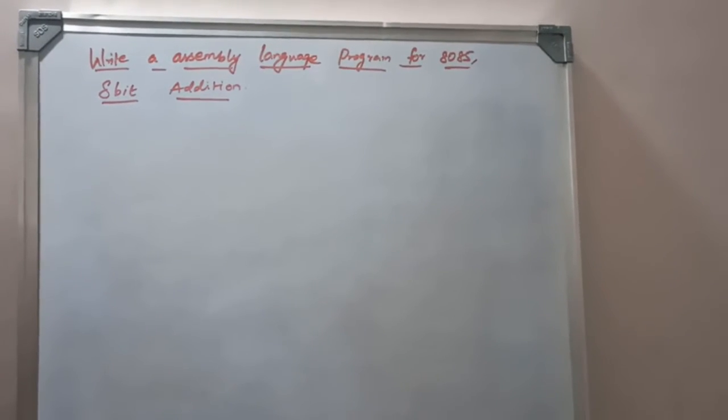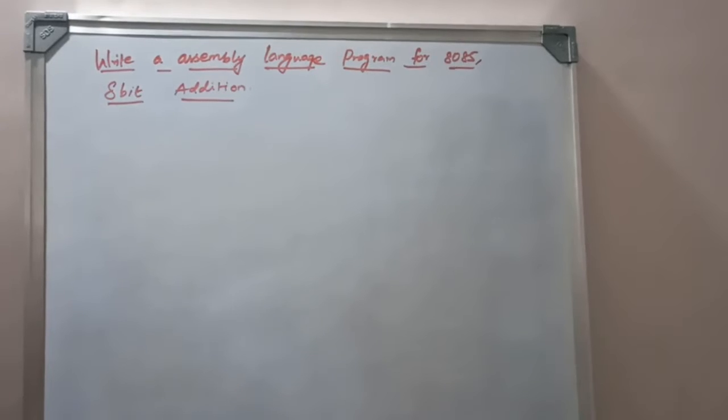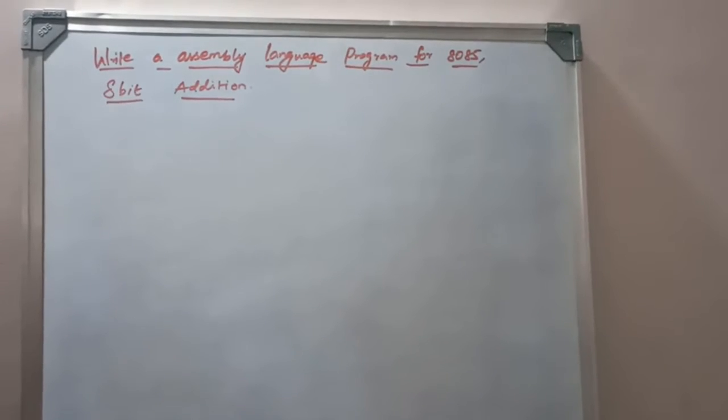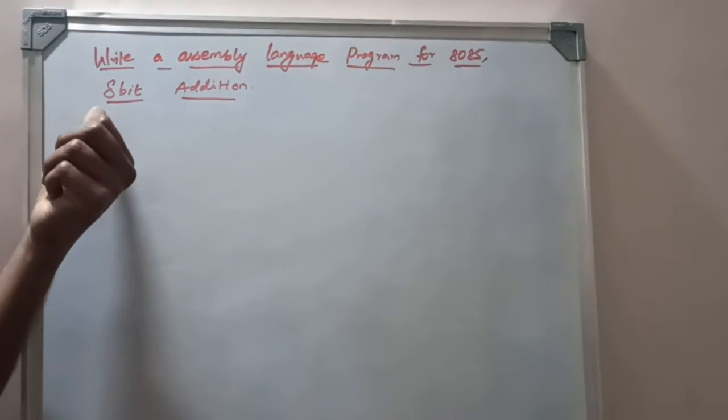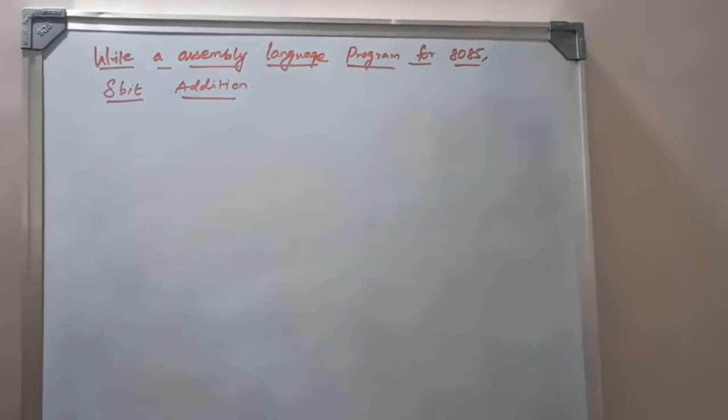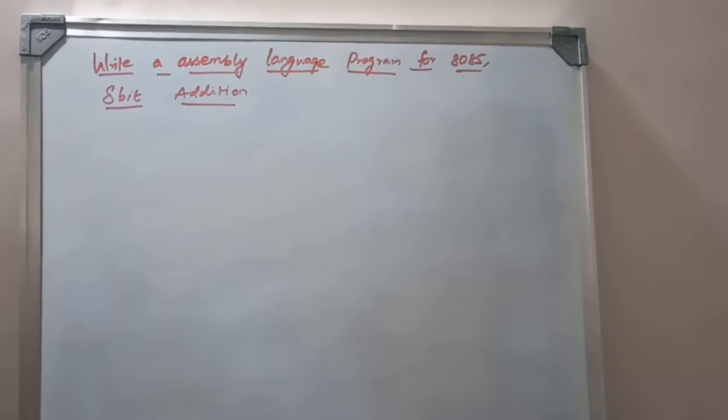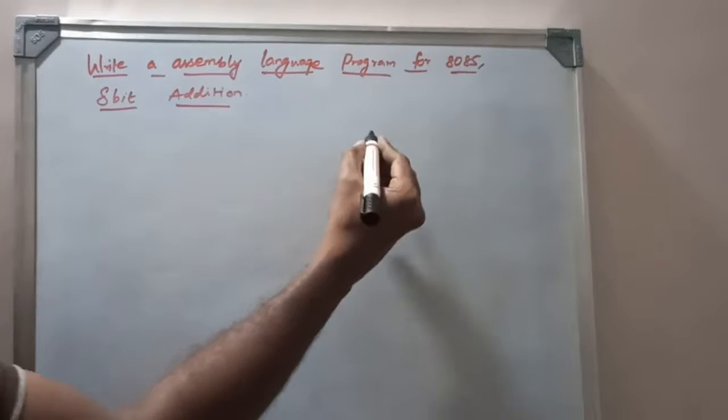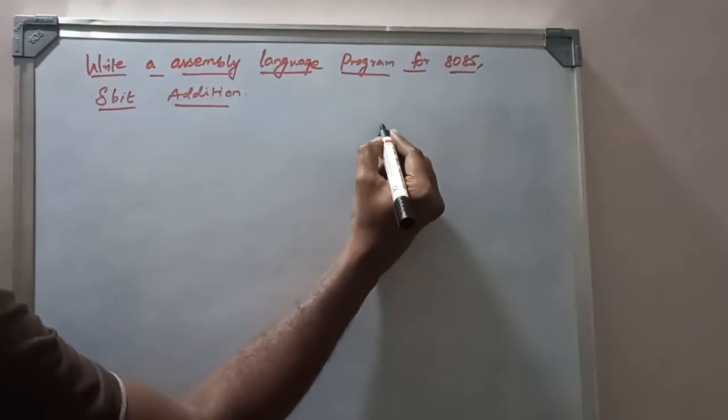So today's session we are going to discuss how to write an assembly language program for 8085. Today's session we concentrate on 8-bit addition, that is, how to add two 8-bit values. First, you consider the memory location for the data.